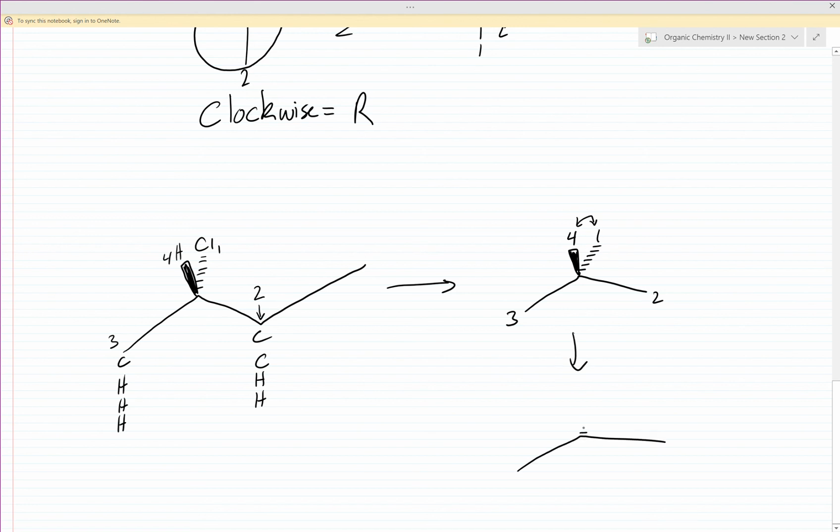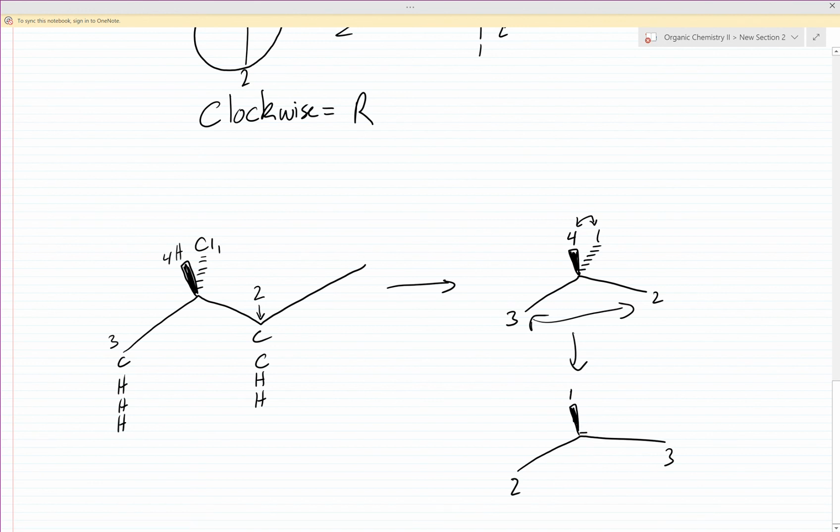So I'll draw it one more time again, putting the 4 on the dash and the 1 on the wedge. But that also means I need to switch the other two positions, and the 2 gets placed on the left and the 3 gets placed on the right. Now that I have done this correctly and the hydrogen or the 4th position is on the dash line, I can erase it and ignore it.